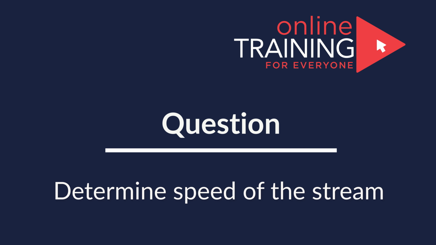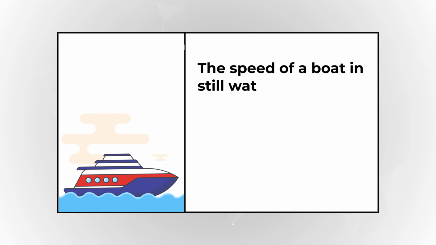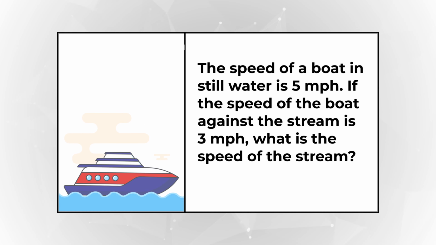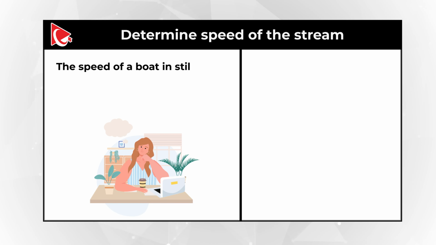Here's a very interesting problem, which tests your math knowledge. You need to determine the speed of the stream. The speed of the boat in still water is 5 miles per hour. If the speed of the boat against the stream is 3 miles per hour, what is the speed of the stream? You are presented with 4 different choices.